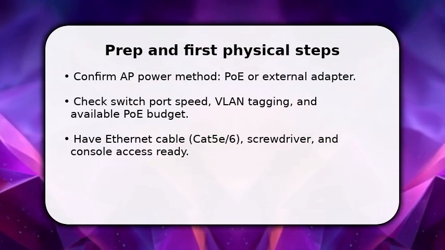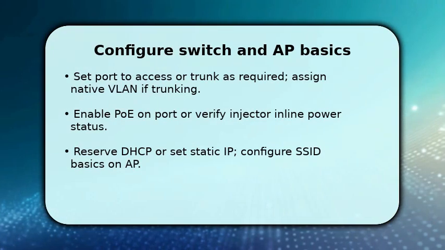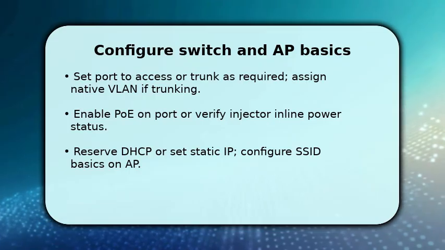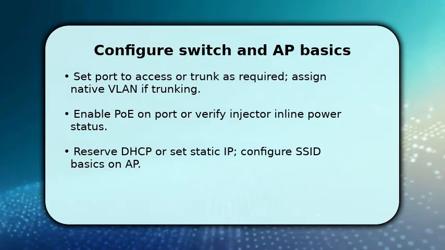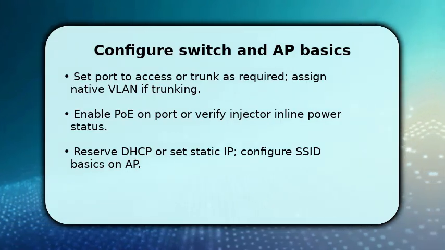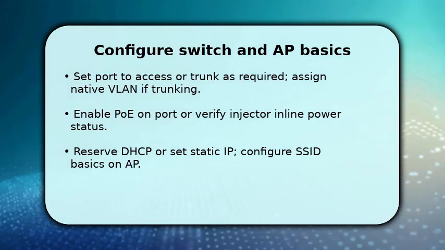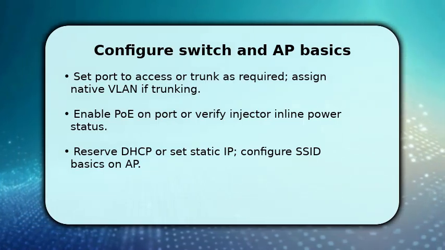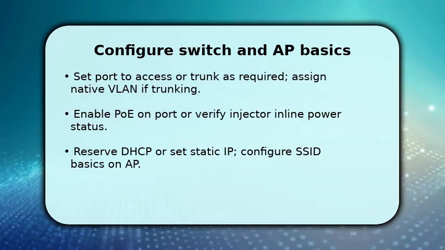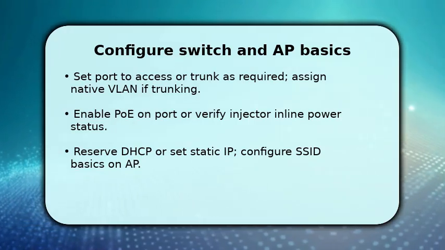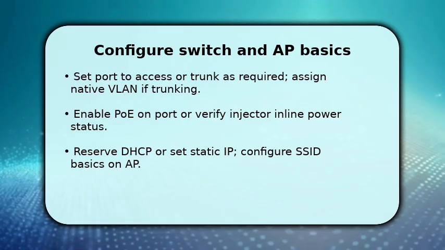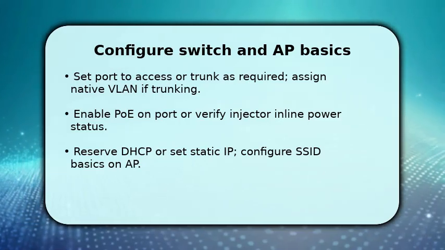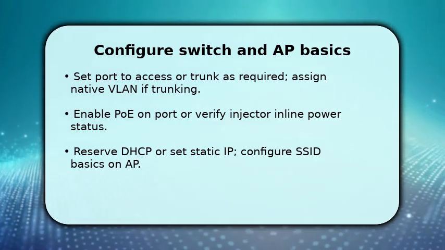You now configure the switch port. Decide access versus trunk based on whether the AP will carry multiple VLANs. Set the correct native VLAN and allowed VLAN list. Then enable PoE on that port or place the inline injector between switch and AP. This powers the device. After power is stable, obtain an IP via DHCP or assign a static address so you can reach the AP's web or SSH interface.